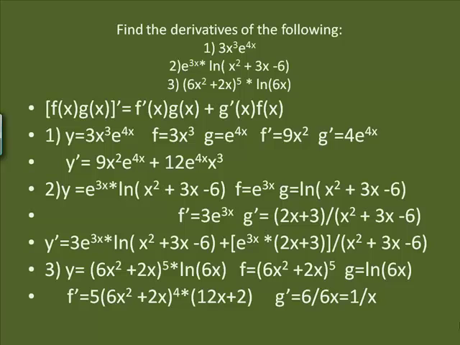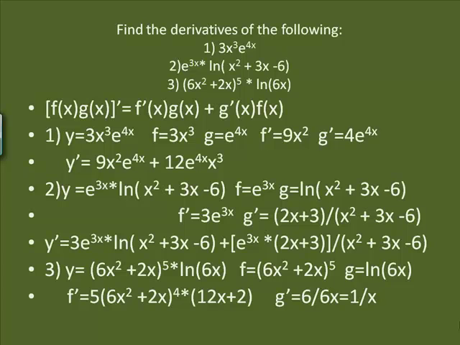G prime, for natural logs, we take whatever's in the argument, put it in the bottom of a fraction, that's our 6x, and the derivative of that goes on top. The derivative of 6x is just 6. So we have 6 over 6x, but we can simplify that by canceling the 6's, and we just have 1 over x.